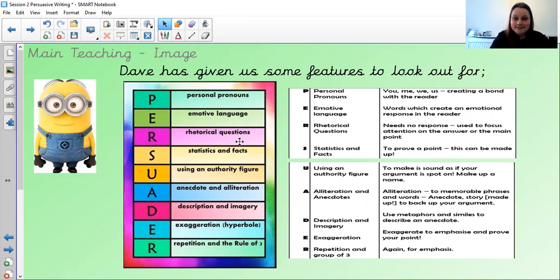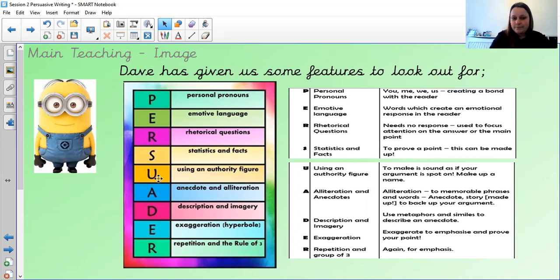Rhetorical questions. So these are questions that need no response. What they're trying to do is focus attention on a particular point. And again, we'll have a look at some of those in a second. The S is for statistics and facts. So they are used to prove a point, and they could be made up. They don't have to be real, but they have to sound real.